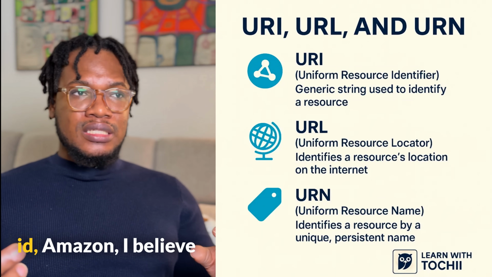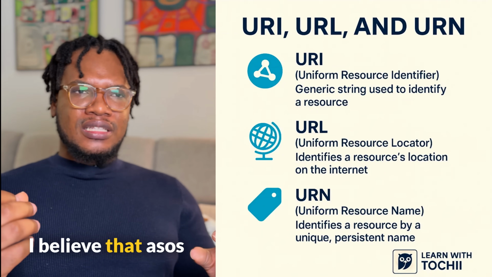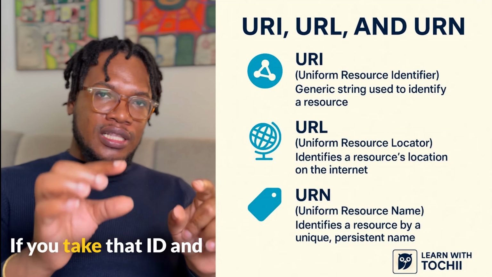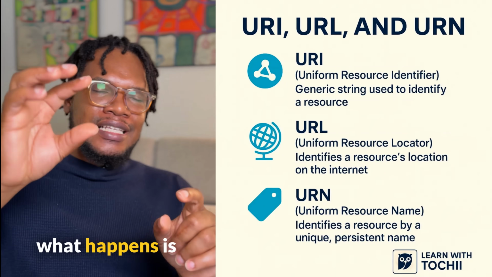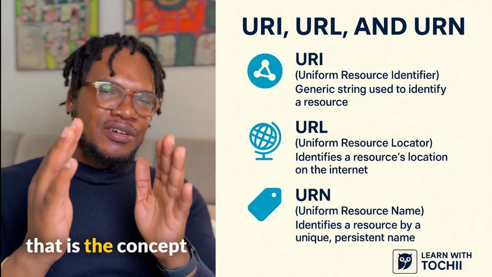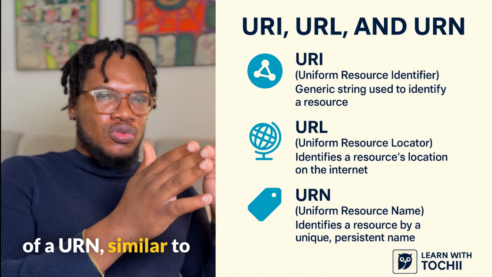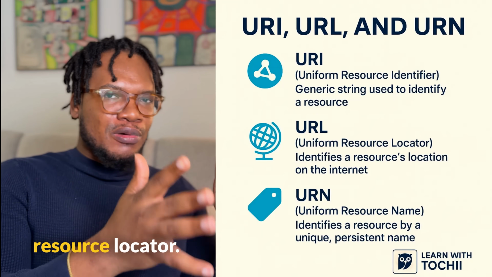Whether it's a product ID, Amazon, I believe they have an ASIN. I believe that ASOS also has a product ID. If you take that ID and you put it on a website, it will take you to exactly that product. That is the concept of a URN. Similar to the concept of a URL, it's a uniform resource locator.